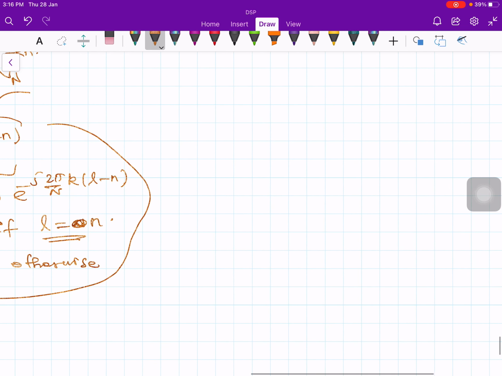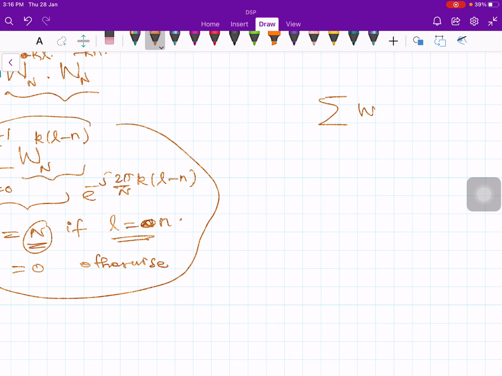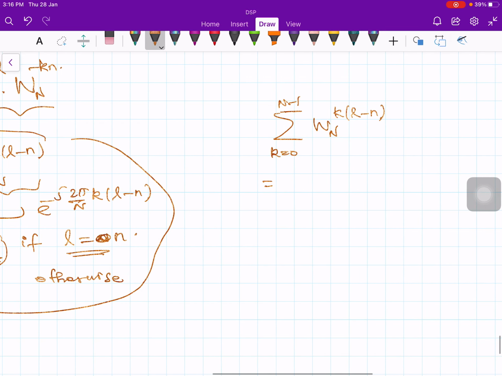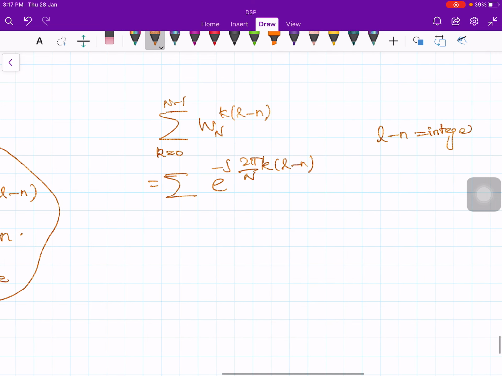This you can easily prove. Okay, how? Let's say summation of W_N to the power k times (l minus n), k is equal to 0 to N minus 1. Now this is the summation of e to the power minus j 2 pi by capital N times k times (l minus n). Now this l minus n must be an integer. Do you agree? l minus n must be an integer, right? So integer times, and k is also an integer. So integer times integer, you will get again an integer, and you are multiplying the integer by 2 pi.